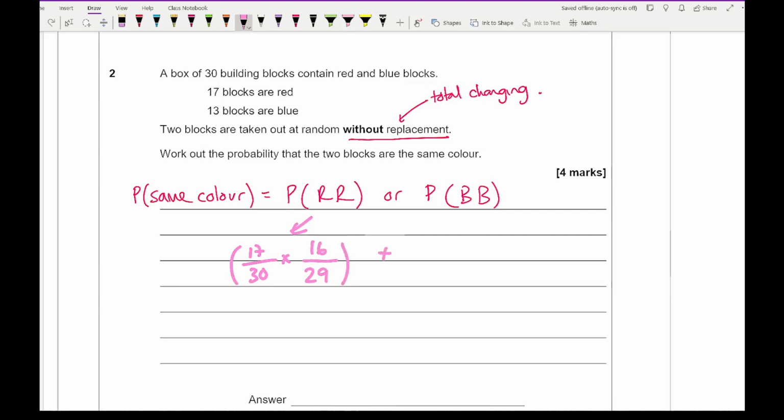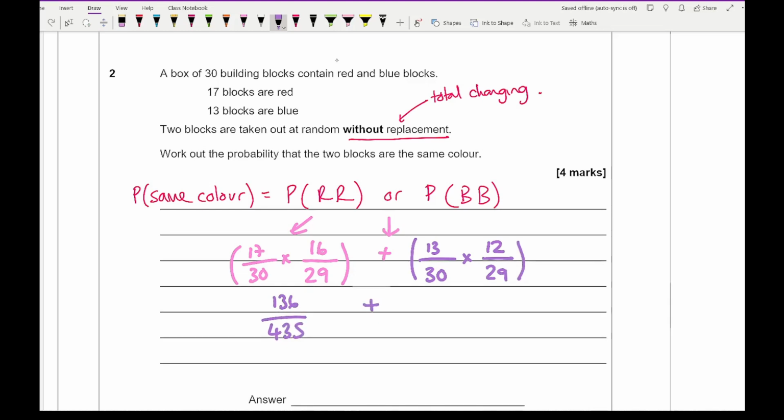All means plus. Then the probability of it being blue, well, how many blue ones are there? Well, there are 13. Oh, I've got them the wrong way. 13. And there are 30 blocks to choose from. Then if I've selected a blue one, that means there are 12 left, and there's also going to be 29 to choose from.